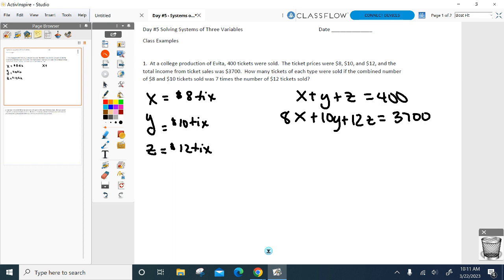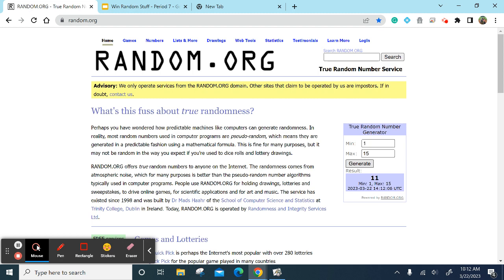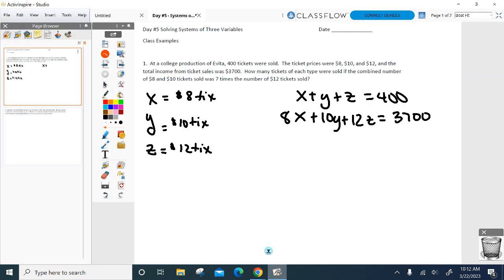Ooh, now here comes the tough part today. That wasn't too bad. Equation 3. Combined number of $8 and $10. What did we call $8 and what did we call $10? What do we call the $8 tickets? X. And the $10 tickets? Y. Combined. What do I do with them, Jake? Combined. Add them. X plus Y, because we're not talking money here. Just the number of tickets. Was 7 times the $12 tickets.